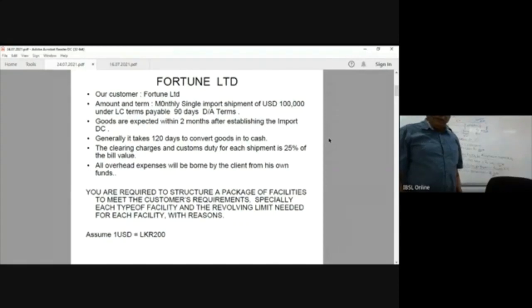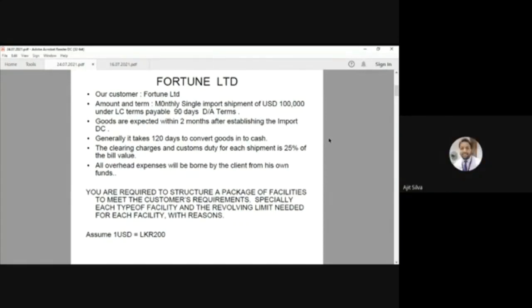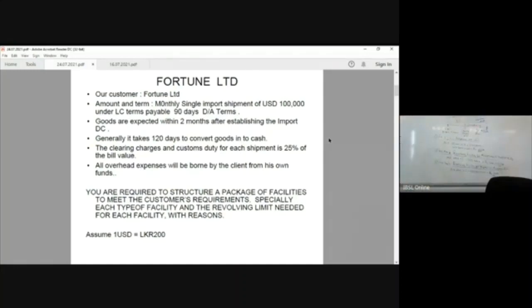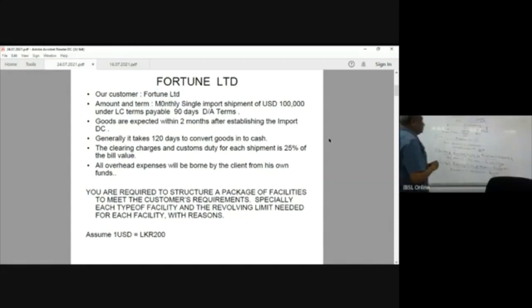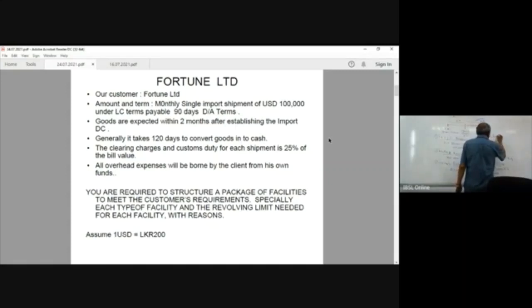The dealing charges, money market charges. Yes, we had to give a facility for clearing charges. I'll put it here, facilities.